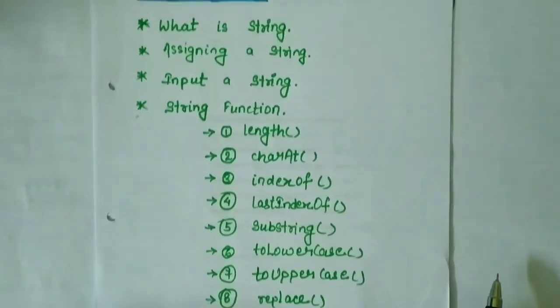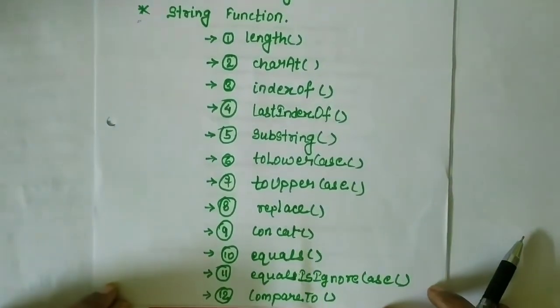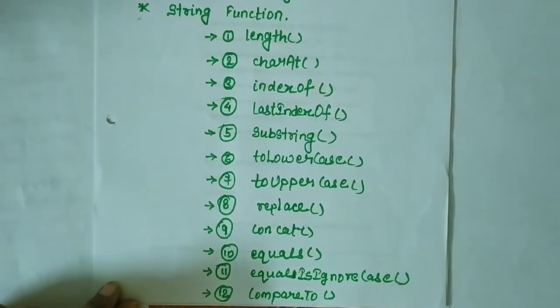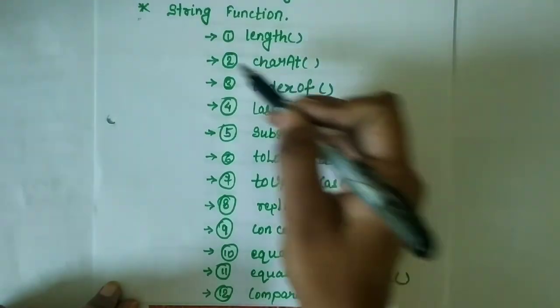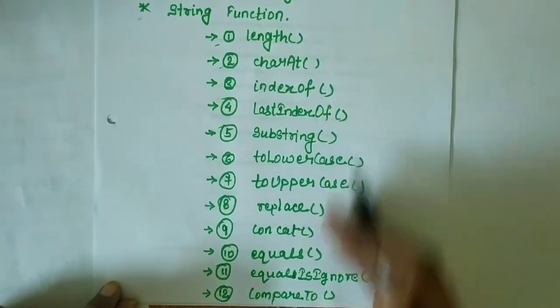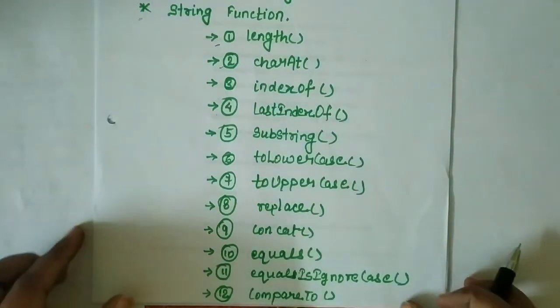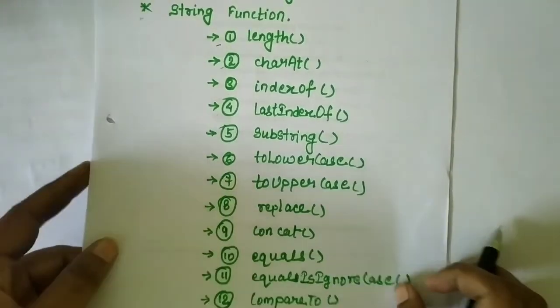Here I have written some functions. There are a total of 12 basic string functions. Today I am going to discuss some important functions of string. In the next video I will discuss more string functions. So let's start the video.